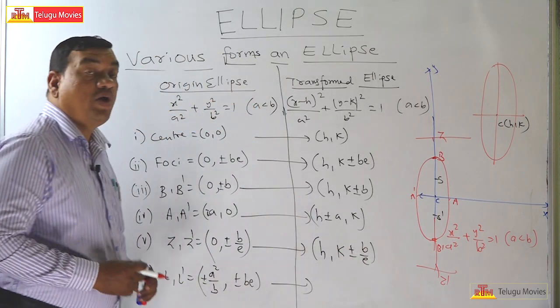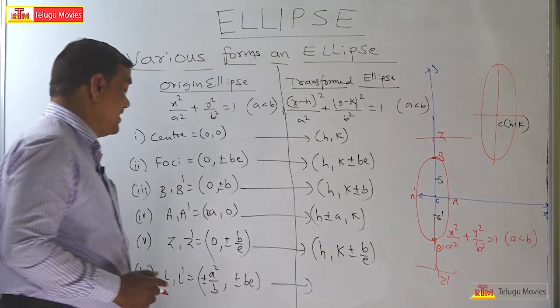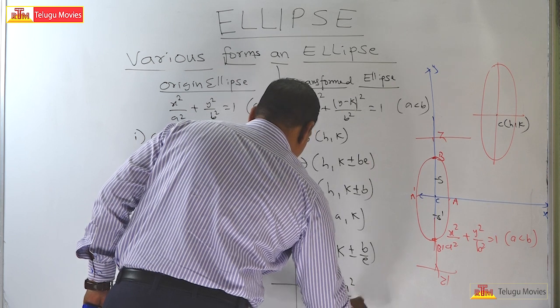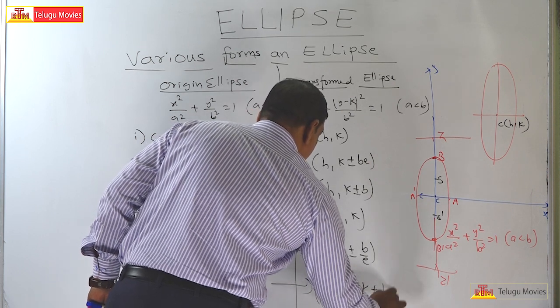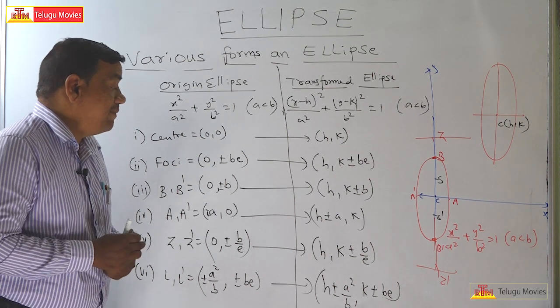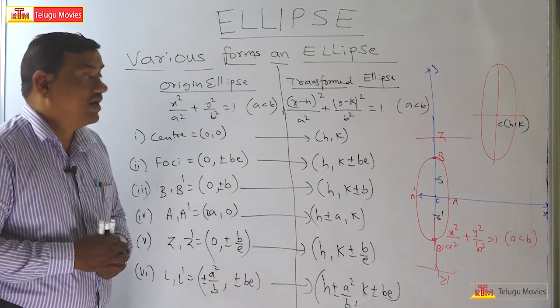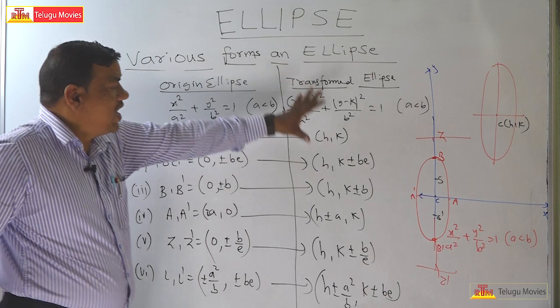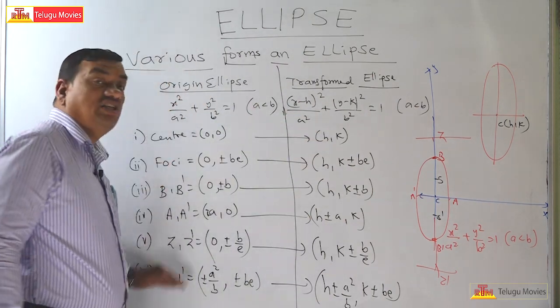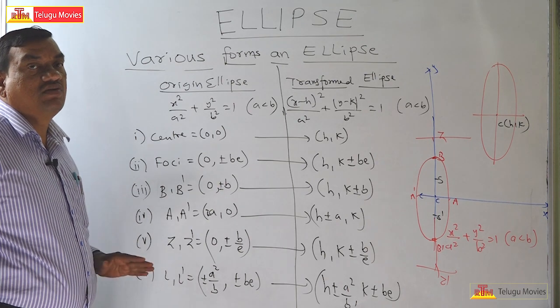The end points of the latus rectum, LL dash, are given by (h plus or minus a square by b, k plus or minus b). Now, don't learn these formulas by heart. You remember these formulas enough.